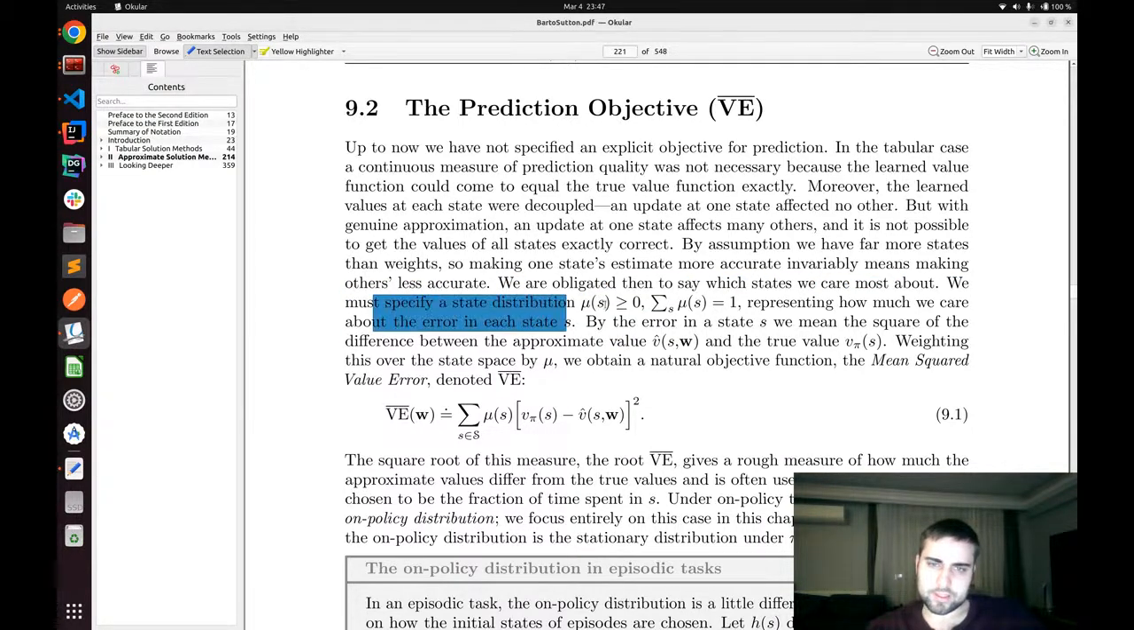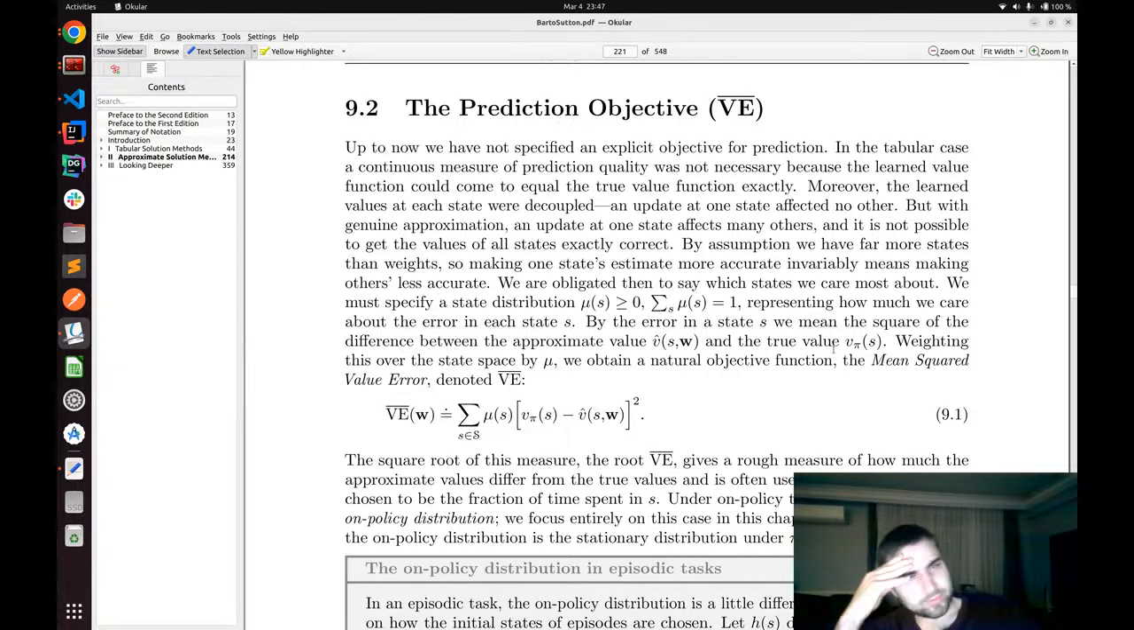We must specify a state distribution, mu of s larger or equal to 0, sum of s mu s equals 1, representing how much we care about the error in each state s. By the error in the state s, we mean the square of the difference between the approximate value and the true value, but we don't know the true value.